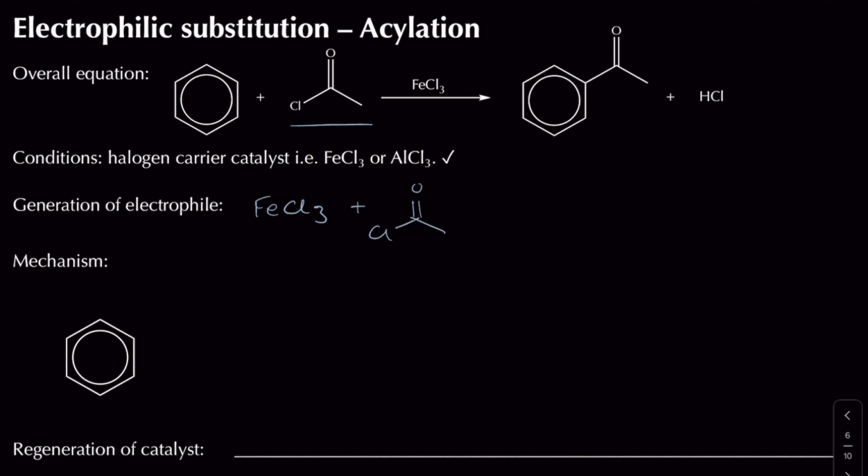And what happens is that FeCl3 will nab off the actual chlorine itself, and we're left with FeCl4 minus, and then we're left with our electrophile, which is going to look like this itself. Now once that's done, you're going to end up with your electrophile again in the reaction mechanism, and you're going to end up with that ring breaking. 2 electrons are going to be donated towards that carbon atom over there, and you form a bond.